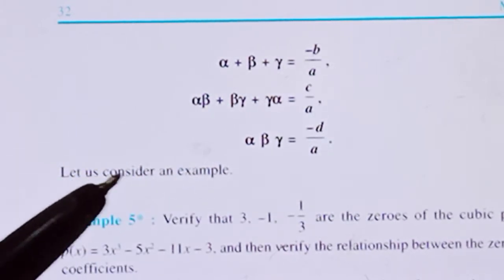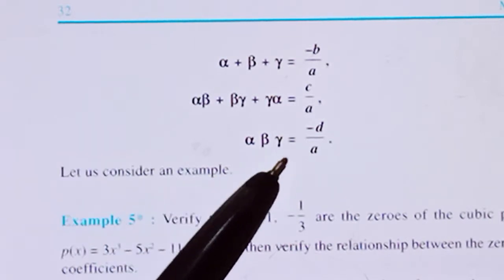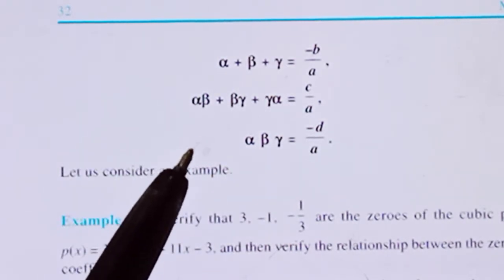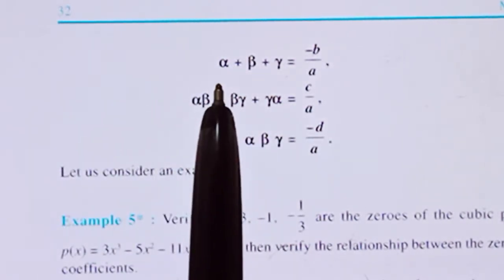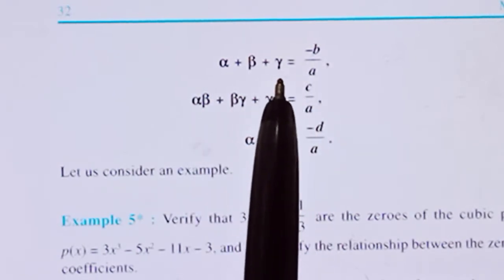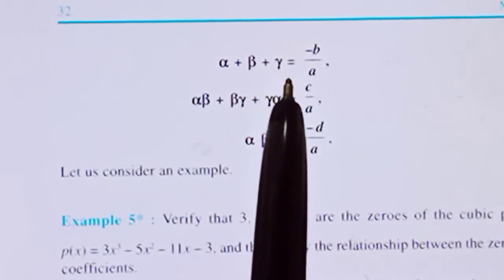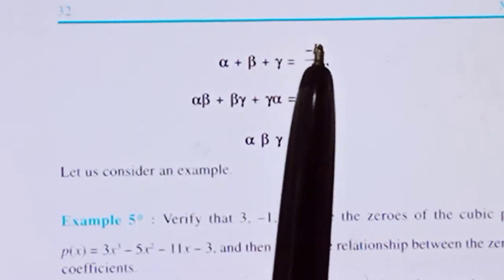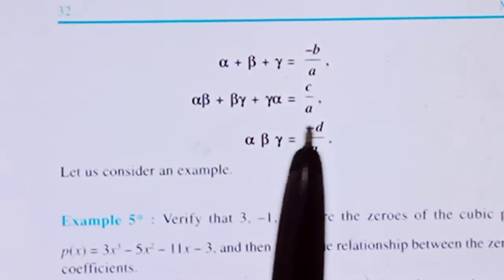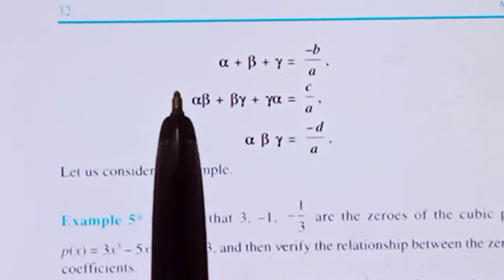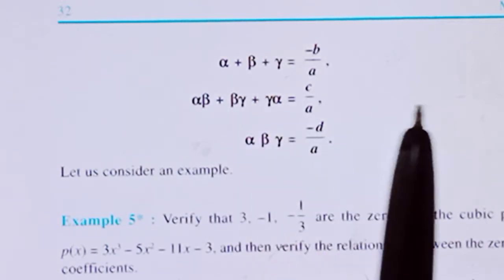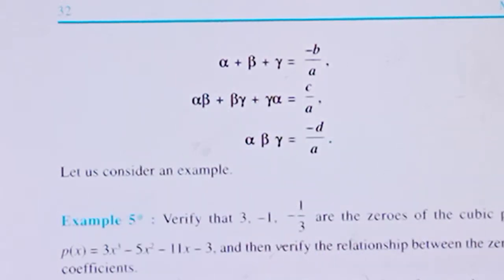Obviously, like for quadratic, I said you have 2 zeros. For a cubic polynomial, you will be having 3 zeros. So those 3 zeros are alpha, beta, and the third one has been denoted by gamma. Okay, so again somewhat similar thing. A cubic polynomial, you will take it in the form ax cube plus bx square plus cx plus d. So 4 coefficients will come, a, b, c, d in order.